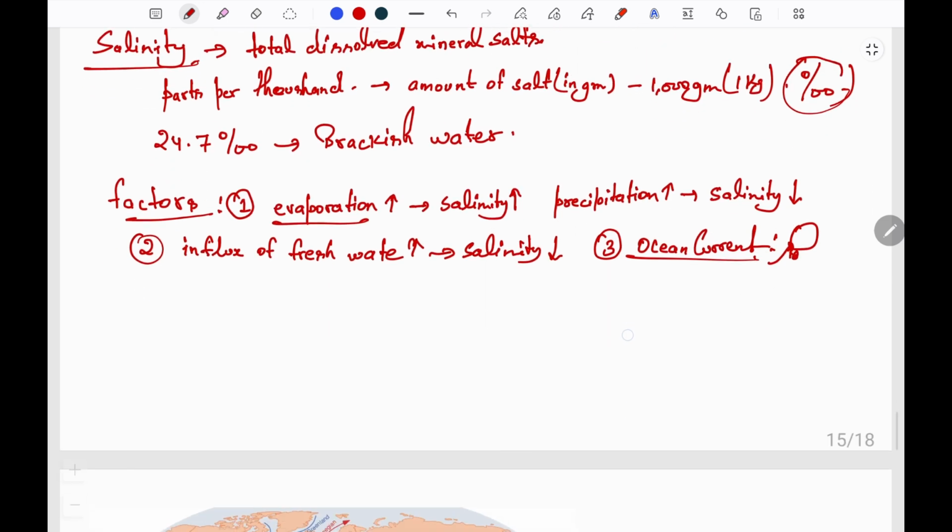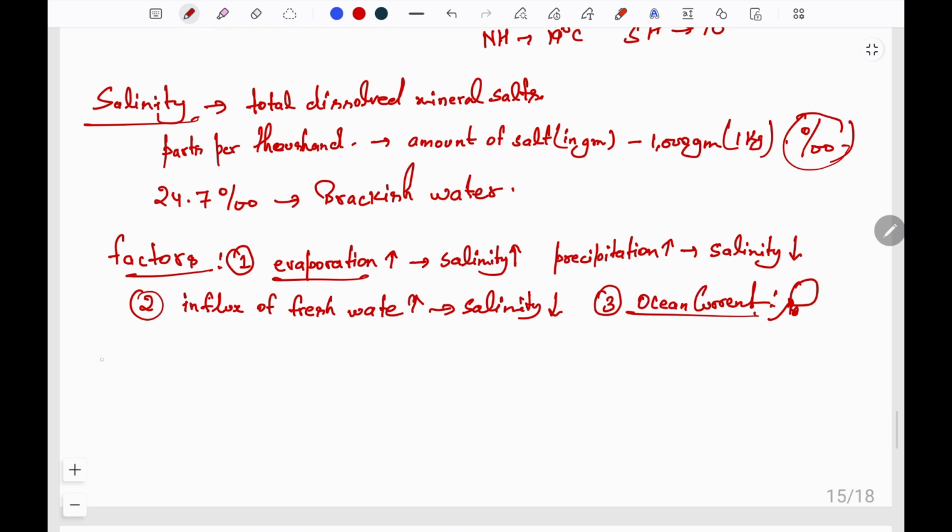Now moving on to the horizontal and vertical distribution of this salinity. Generally, the salinity of open seas ranges from 33 parts per thousand to 37 parts per thousand. In the landlocked areas, it has higher salinity, like the Red Sea, it is around 41 parts per thousand.